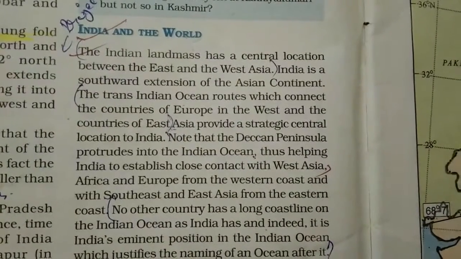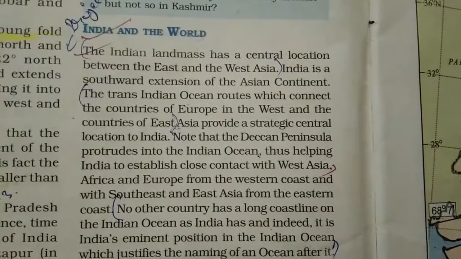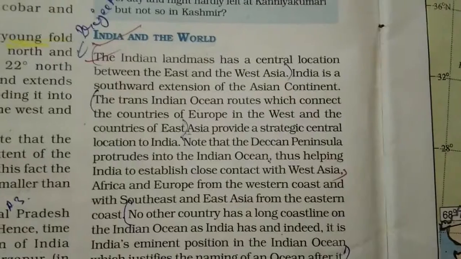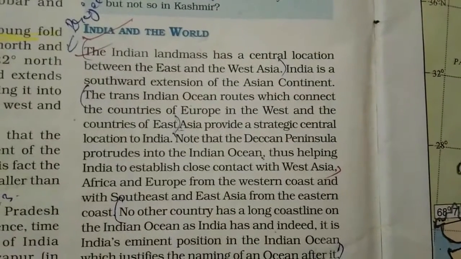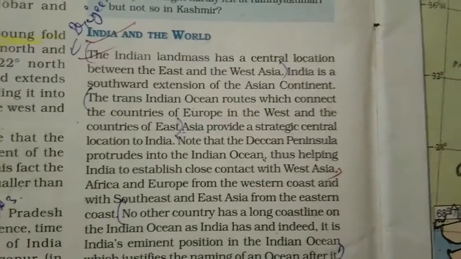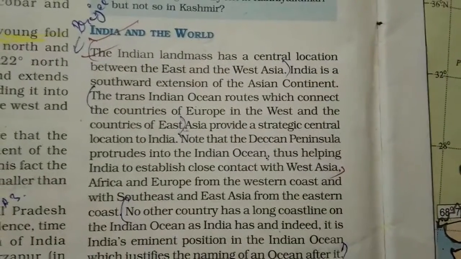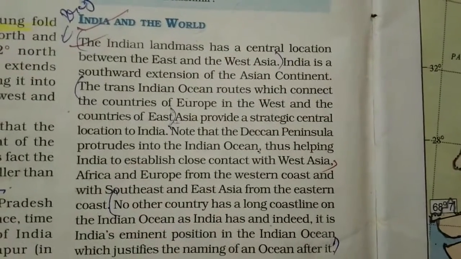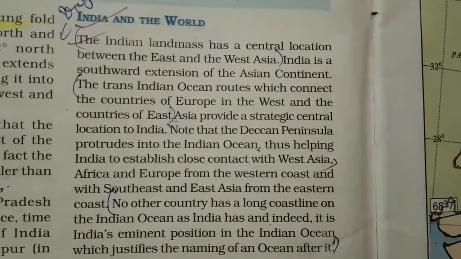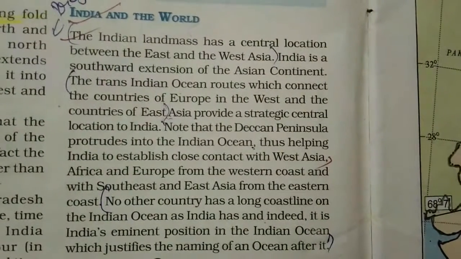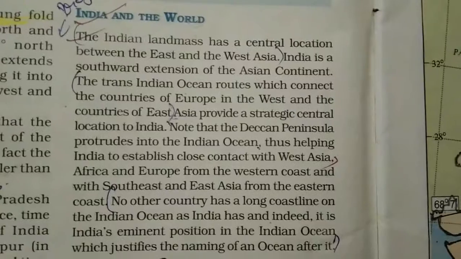India being a South Asian country has strategic ocean routes that connect Europe in the west to the countries of East Asia. Now if I talk about the connection of Indian strategic ocean routes, it connects Europe in the west to the countries of East Asia. That means the trans-Indian Ocean routes connect the countries of Europe in the west and the countries of East Asia.